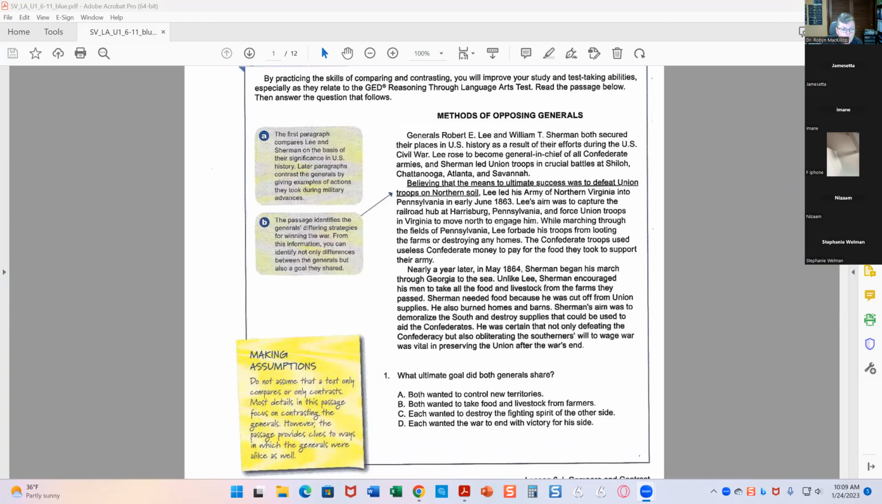And then each wanted the war to end with victory on his side. A general in the army wants to win, period. So the answer is D. It was a lot of reading for that answer, but the reading was helpful for social studies.